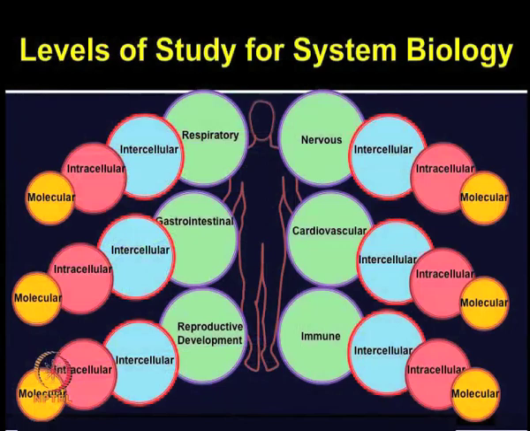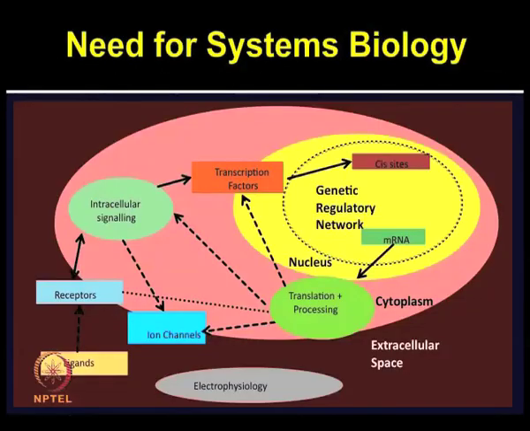Now, systems biology study can be done at different levels. For example, to study the complex physiology of humans, one can look at individual systems such as respiratory systems, nervous system or other physiological systems. Studies can be done at the intercellular or intracellular level and finally at the molecular level involving genomics, transcriptomics and proteomics. So, why is there a need for systems biology?